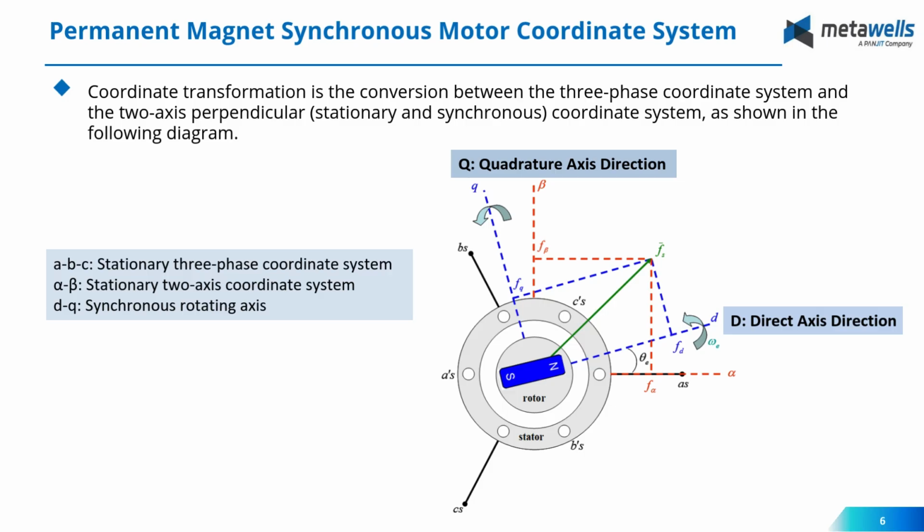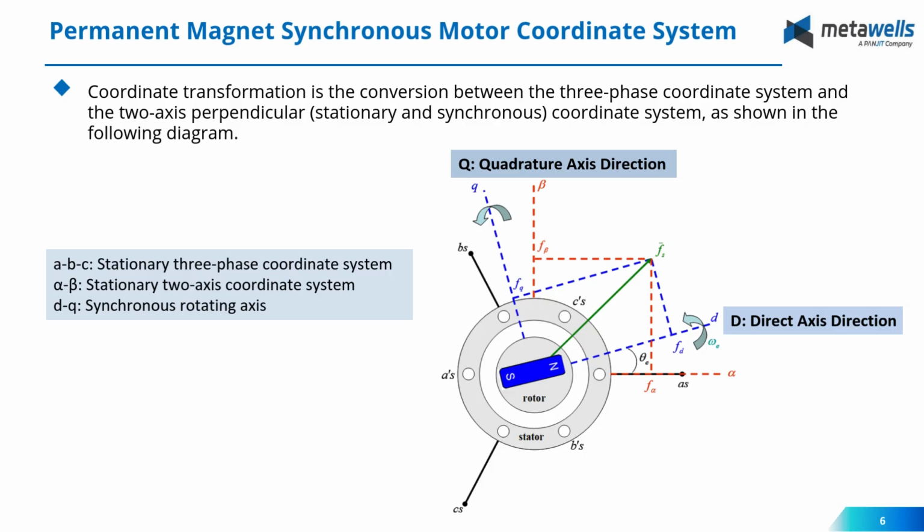In this frame, we can see this is a motor, and the gray part is the stator, and the blue part is the magnet. Okay, so in this frame, the D axis aligns with the rotor magnetic field here, and the Q axis is perpendicular to the magnet.